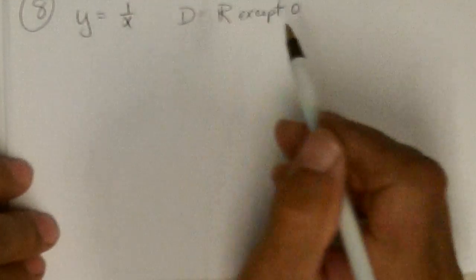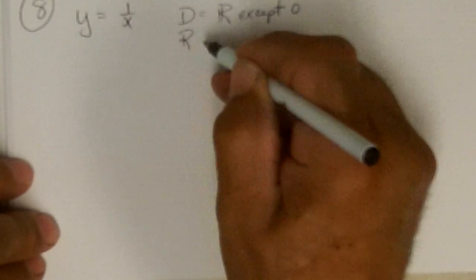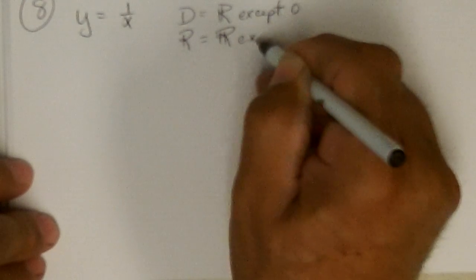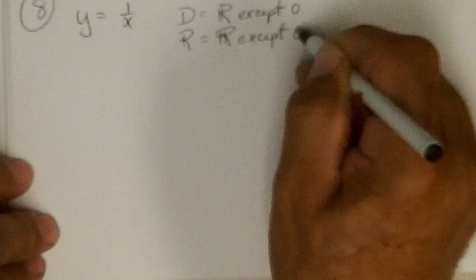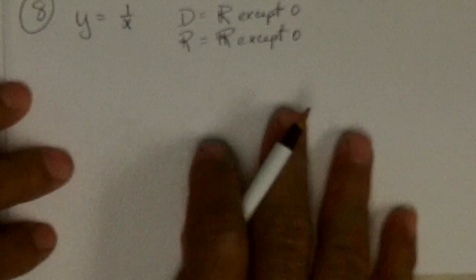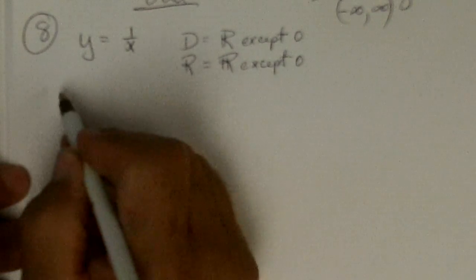You can try dividing by 0, but that's undefined. And there's no number you can put in for x and divide it into 1 and get 0. So the range is not all reals. It's all reals except 0. You can't get 0 out of it. That's what they wanted you to understand about 8.